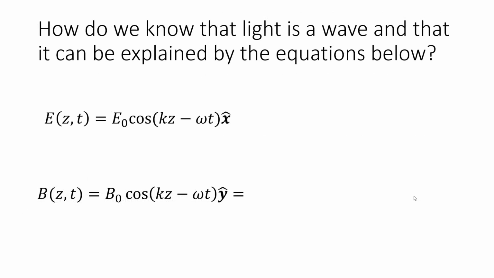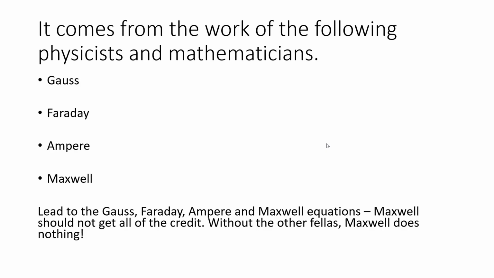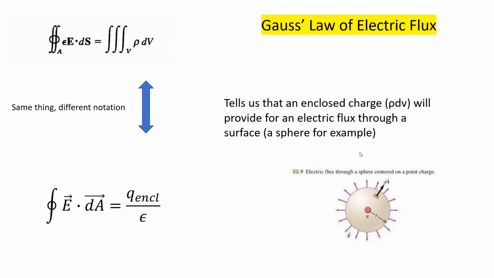Okay, so how do we know that light is a wave and that it can be explained by these equations here? It comes from the work of the following physicists and mathematicians: Gauss, Faraday, Ampere, and Maxwell. Let's start with Gauss's law of electric flux. This law tells us that an enclosed charge, which could just be a single electron, will provide for an electric flux through a surface, a sphere, for example.